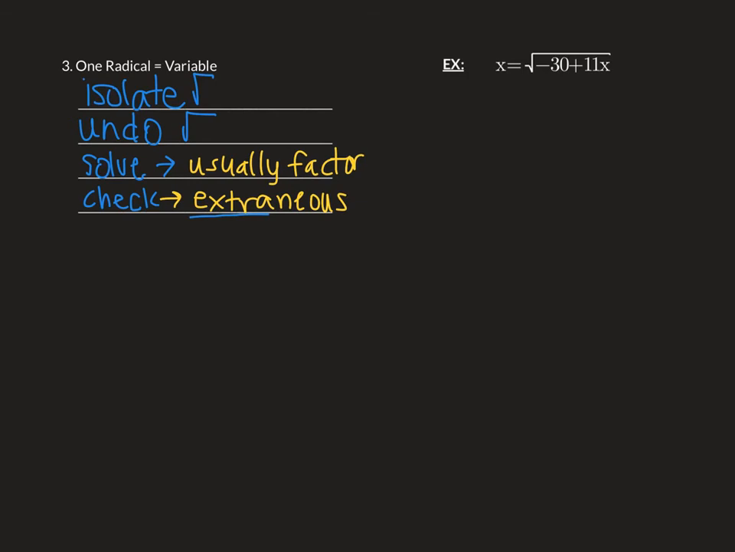Here we go. We have the equation x equals the square root of negative 30 plus 11x. Okay, well, the radical's already by itself because there's nothing multiplied by this radical. There's nothing added or subtracted afterwards. So this radical is isolated, so that part's done. So I'm going to undo the radical by squaring both sides. Okay, notice that I get x squared equals negative 30 plus 11x.